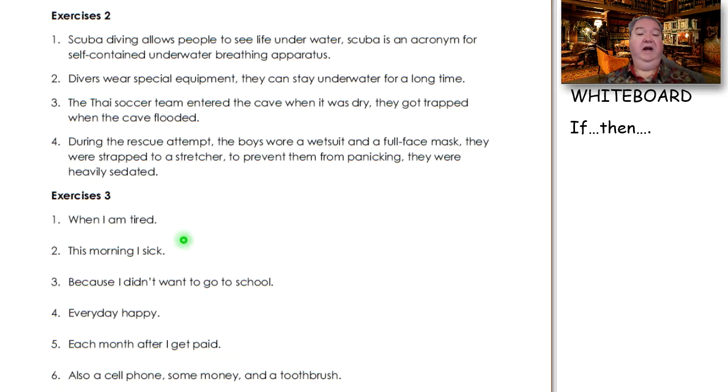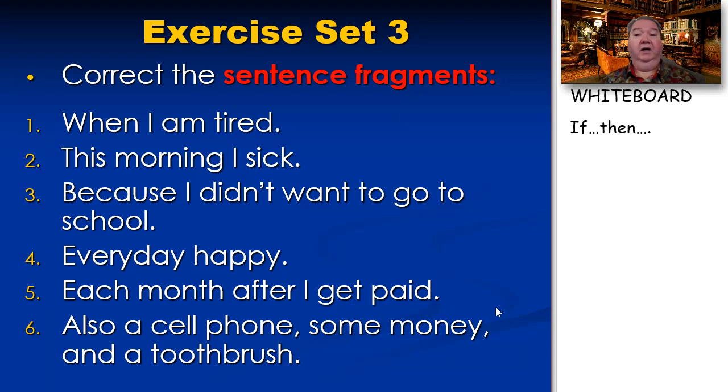Okay, when I am tired, this morning I sick, because I didn't want to go to school, every day happy, each month after I get paid, also a cell phone, some money, and a toothbrush. Look at each of these and decide what is wrong. Does it need a subject? Does it need a verb? Does it need a complete thought? And fix them. So you can pause the video while you do these, and then when you start the video again, we can go over them.